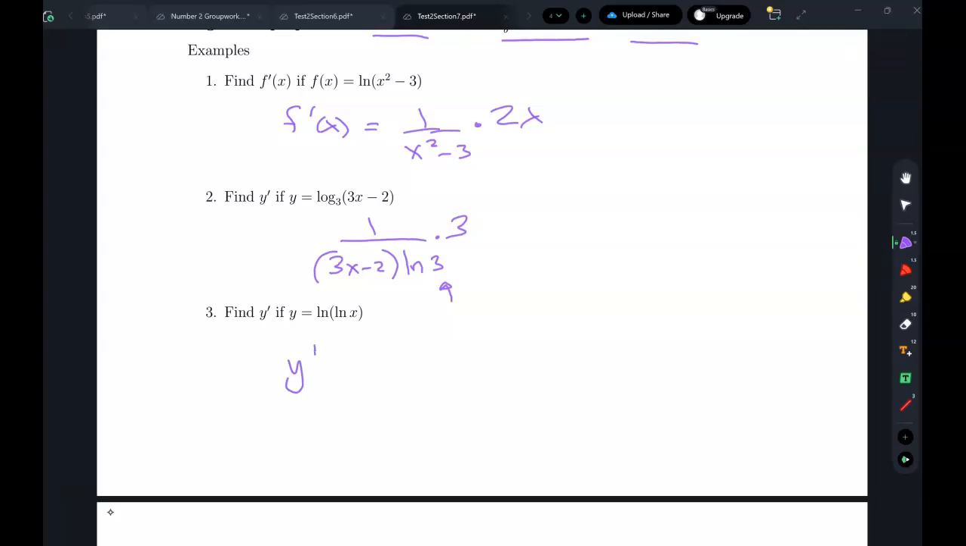Here, if I want to take the derivative, I take the derivative of this ln, which is 1 over stuff, so the stuff is ln. Now I take the derivative of stuff, so I multiply by the derivative of stuff. Derivative of ln is 1 over x.